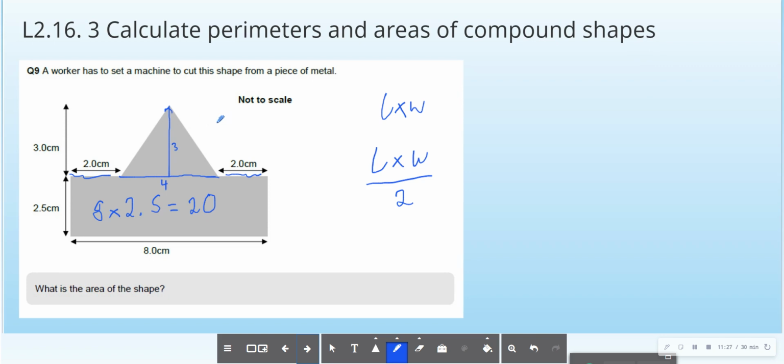So here, it's 4 times 3 divided by 2. 4 times 3, 12, divided by 2 is 6. So the area of the triangle is 6. The area of the rectangle is 20. So the area of the compound shape is 26 centimeters squared.